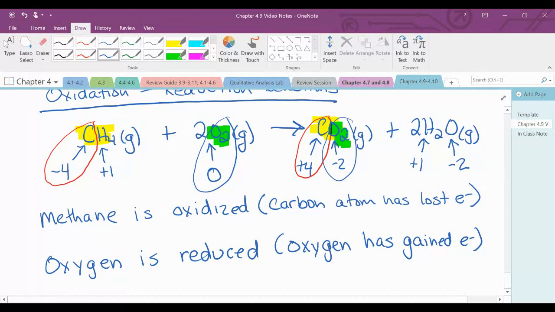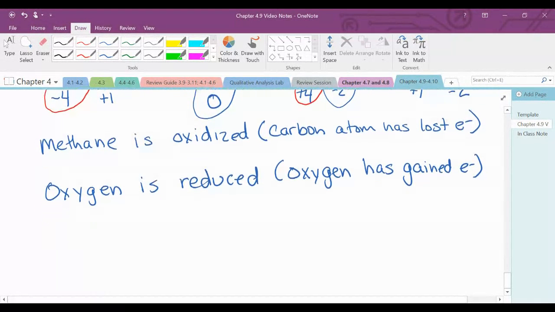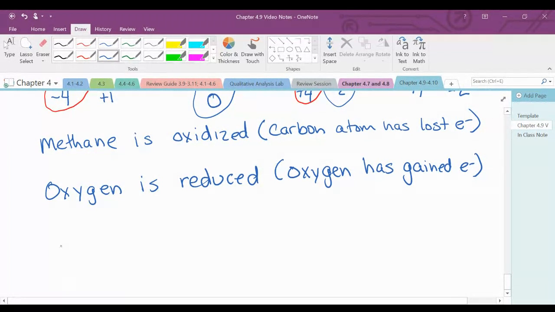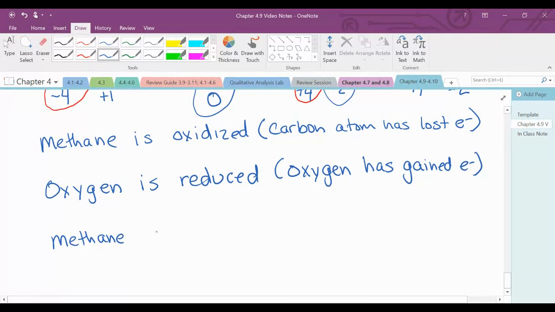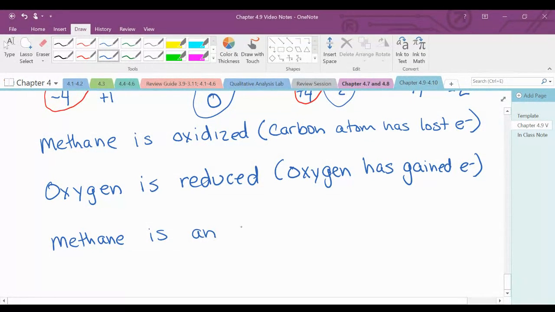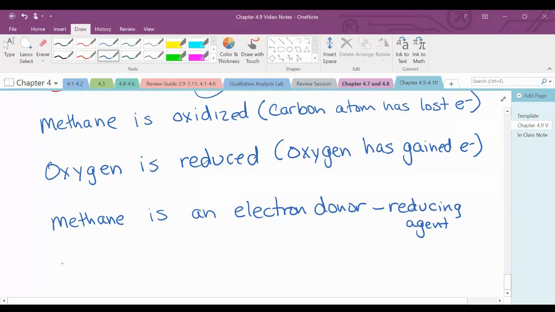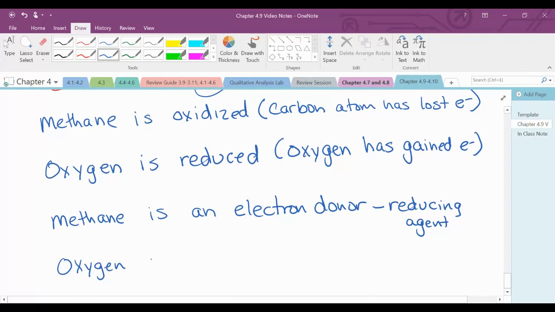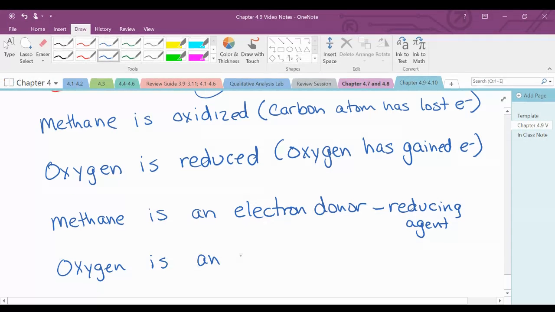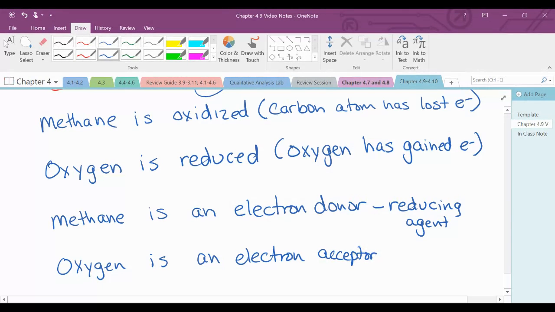So then we're going to talk about what's the reducing agent, what's the oxidizing agent. So methane is an electron donor, so it's the reducing agent. Oxygen is an electron acceptor, so it's the oxidizing agent.